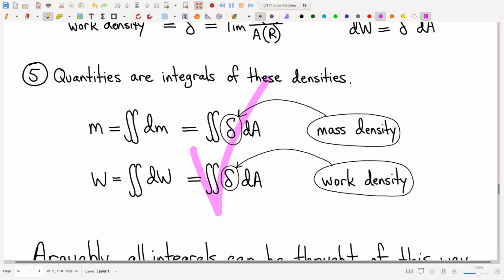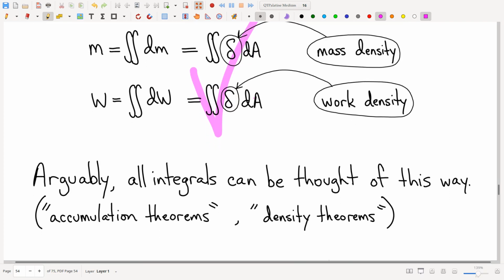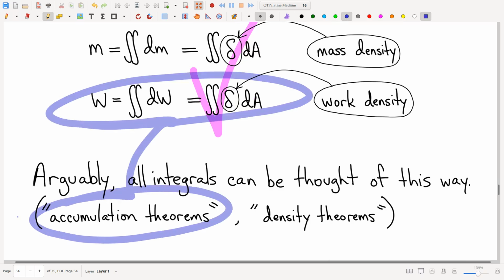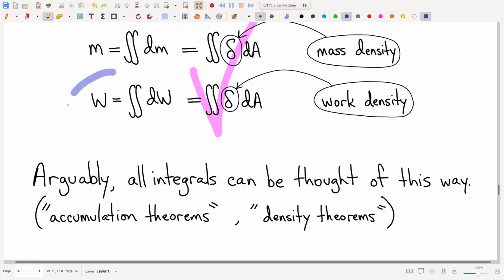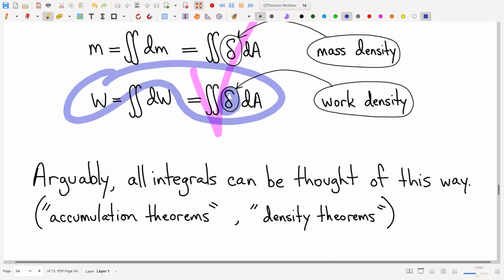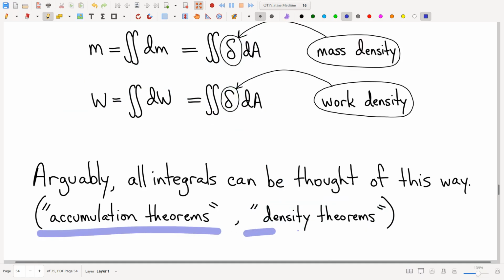All right. A little terminology. Theorems that we end up with like this, I like to call them accumulation theorems because it's all based on the idea that the whole is the sum of the parts, aka that it's an accumulation. So I think accumulation theorem is a reasonable name to call these. Also, likewise, I think it's reasonable to call them density theorems because density is fundamentally the thing that makes it work. I mean, it is the integrand that makes it work. So I use both of these bits of terminology for your consideration.